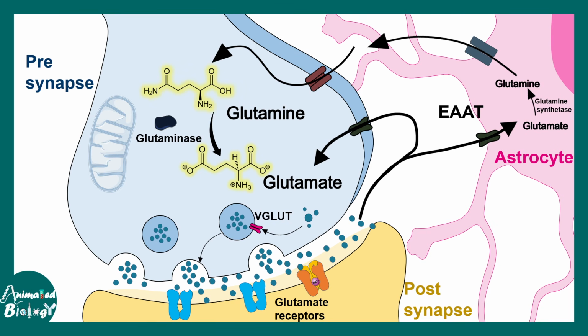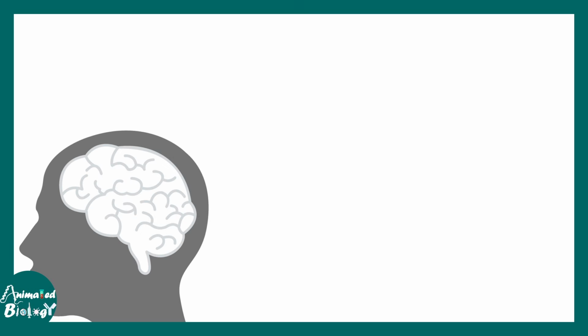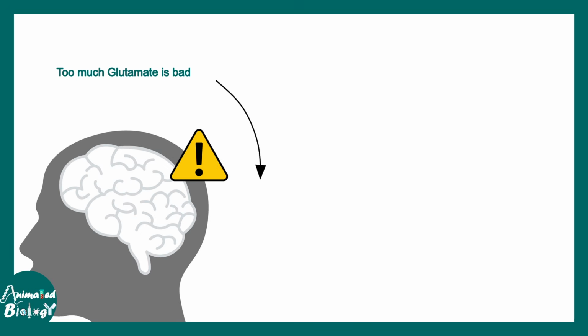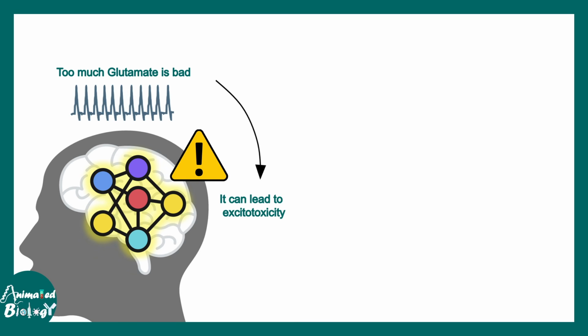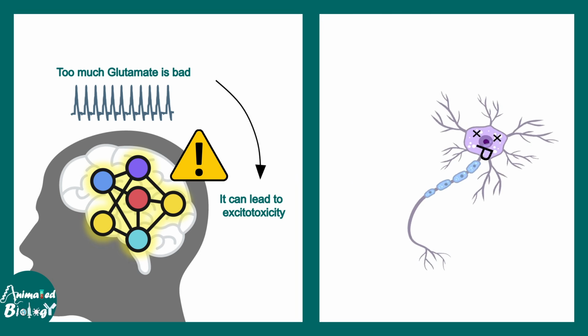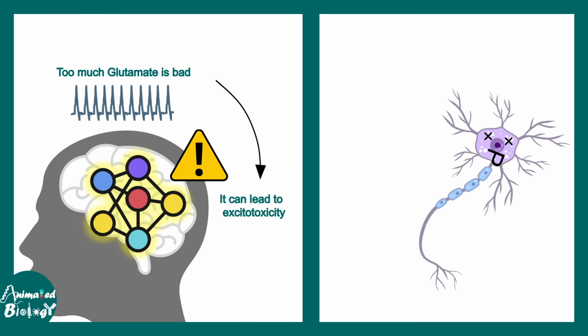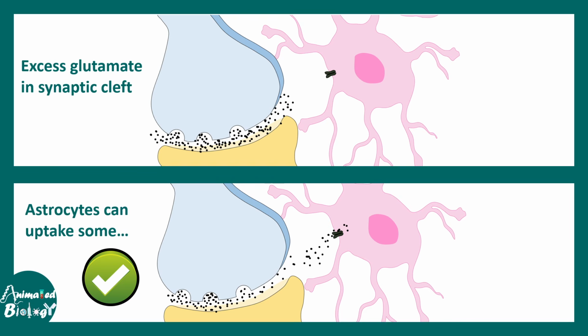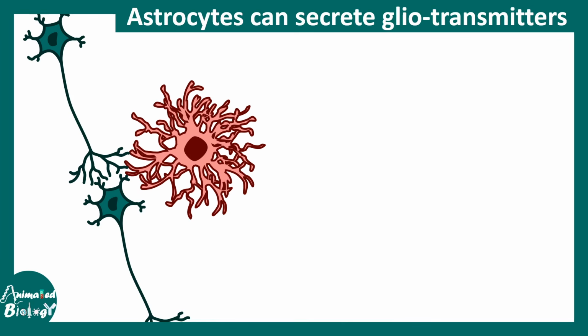But what is the benefit of this sort of glutamine cycle? Because too much glutamate is bad for the neuron. If there is too much glutamate, there is a risk of excitotoxicity, and neurons might die from this excitotoxicity. These sort of problems happen in epilepsy and many other neurological disorders. So the excess amount of glutamate present in the synaptic cleft is actually taken up by the astrocyte. Thereby, the astrocyte plays a protective role when it comes to neuronal functionality.